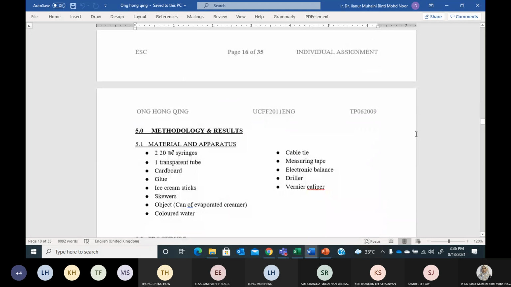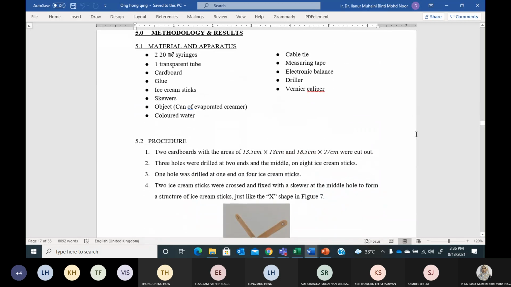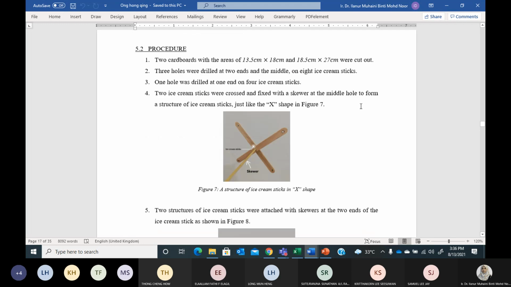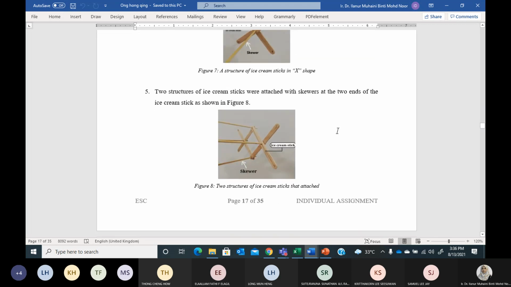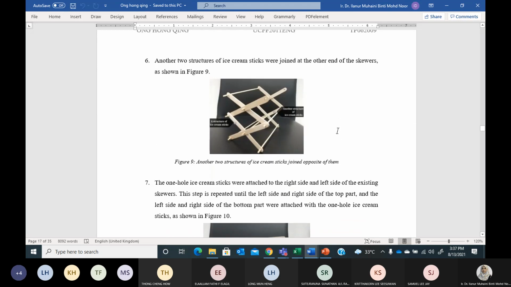Then, okay. Under methodology and result. So, material and apparatus use, you list down. Okay, it is better not to use point form like this. You should use ABC or Roman number, to make it more professional. Okay. After that, the procedure. Also use this ice cream stick, because maybe she wants to get a higher mark, so she needs to make a more complicated model.